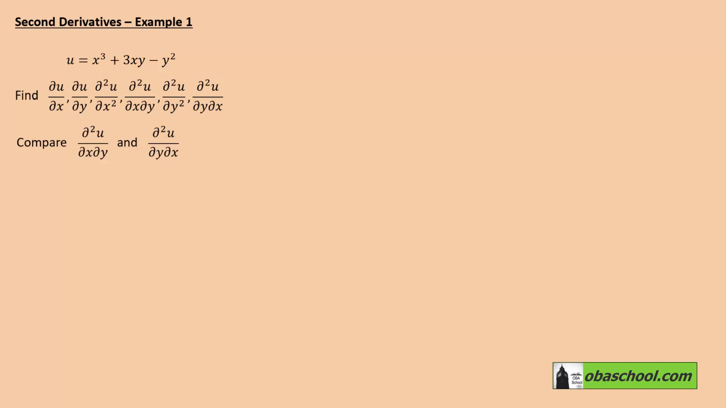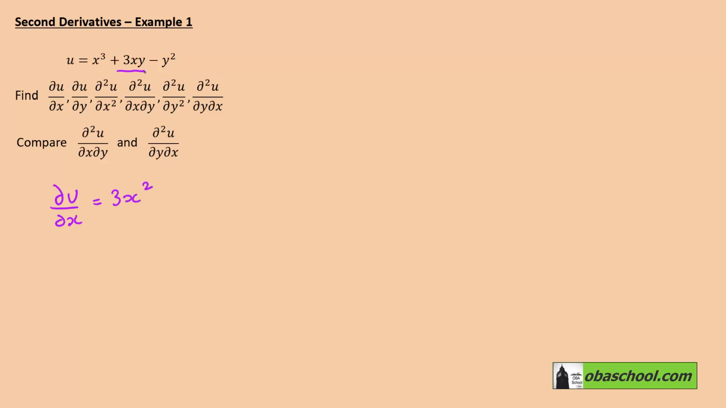So we have u is x cubed plus 3xy minus y squared, and we want to find all of these derivatives. So let's start with du dx. We are going to get 3x squared.